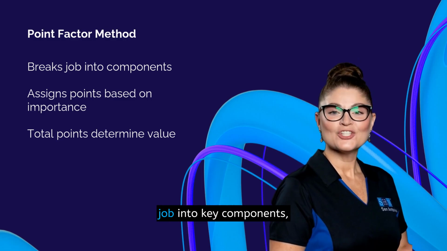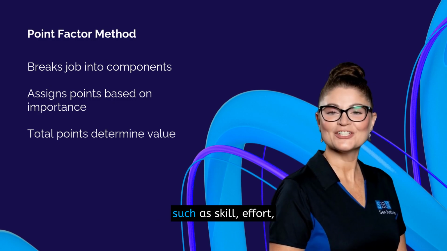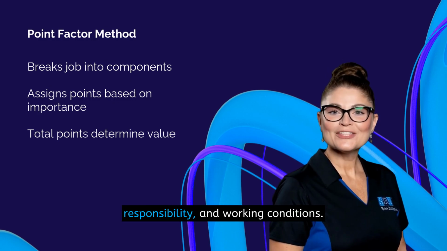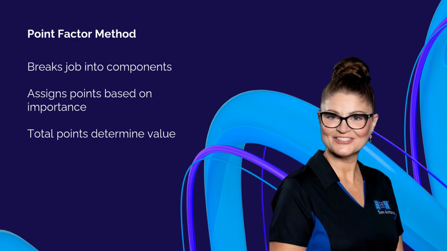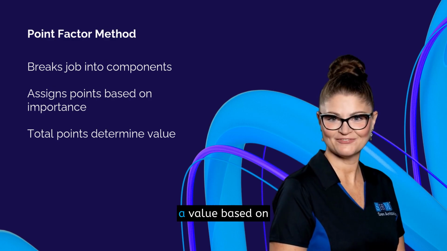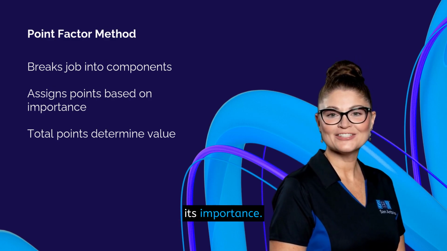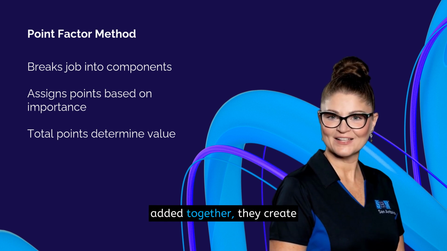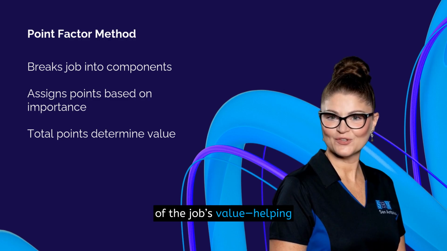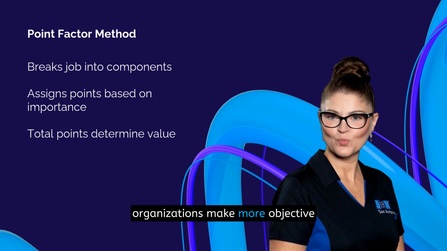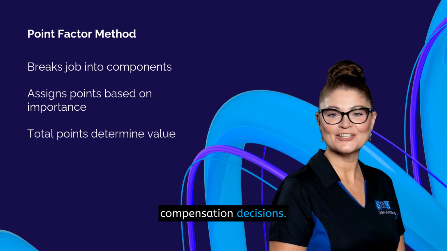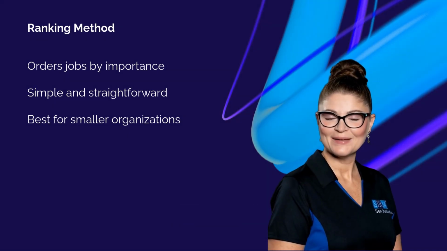This method breaks a job into key components, such as skill, effort, responsibility, and working conditions. Each component is assigned a value based on its importance. When those points are added together, they create a clear, quantifiable measure of the job's value, helping organizations make more objective compensation decisions. Next is the ranking method.